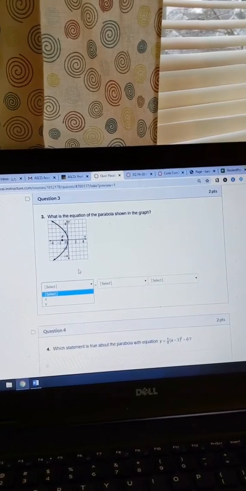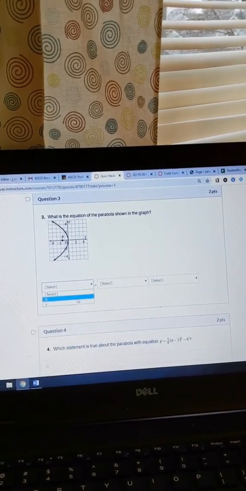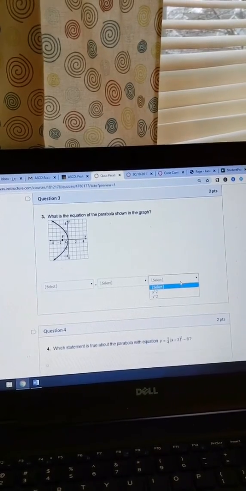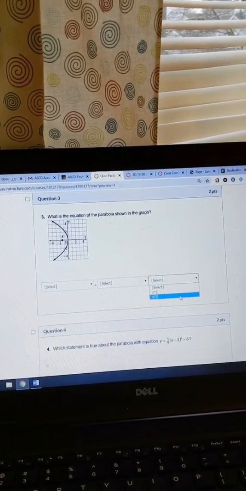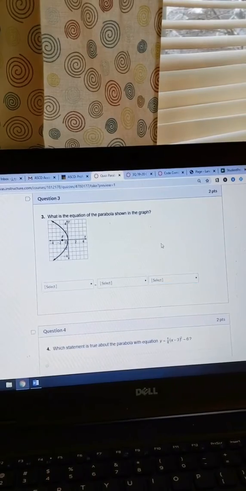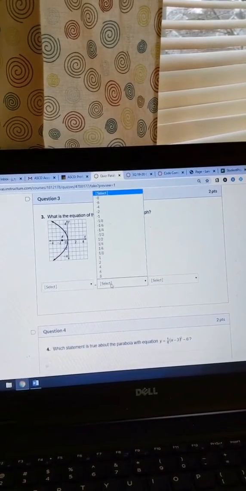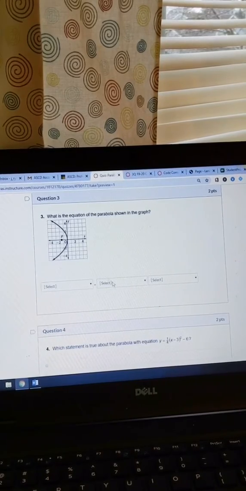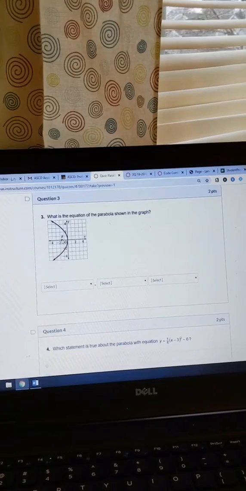So I just said pretty much what it is. Notice, okay, you pick which one it is. And then on the other side, pick the opposite one. All right, now this focus point is going to tell us our a number. Remember, our a number is 1 over 4 times that focus number.